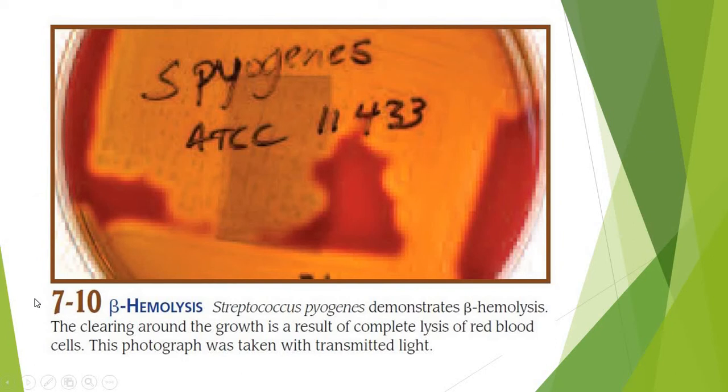Here you can see beta hemolysis, complete destruction of red blood cells. You can see the Streptococcus pyogenes. Beta hemolysis, Streptococcus pyogenes demonstrates the beta hemolysis. The clearing around the growth is the result of complete lysis of red blood cells. This photograph was taken with transmitted light, meaning light is behind this Petri plate.